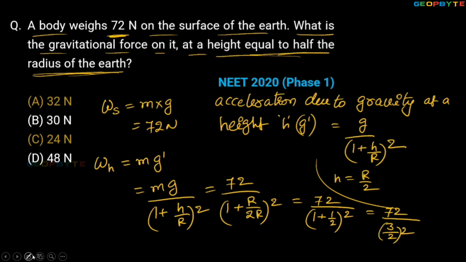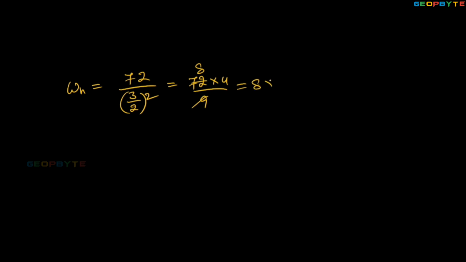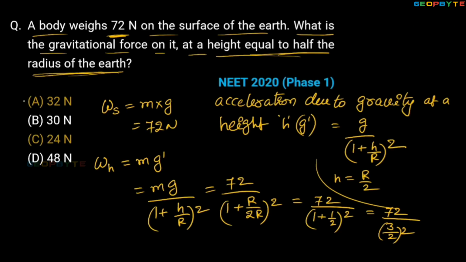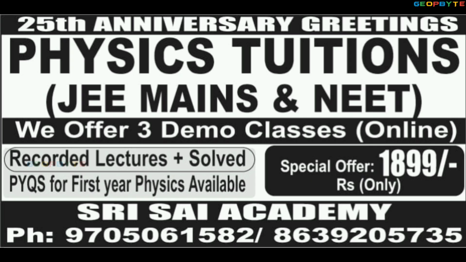Let us take another slide. Weight at a height h equals 72 divided by 3 by 2 whole square. Now it is equal to 72 into 4 by 9. 9 eights are 72, so 8 into 4, that is equal to 32 newtons. That is the answer, 32 newtons. Look at the options. Option A is absolutely correct. Understood clearly? Yes.